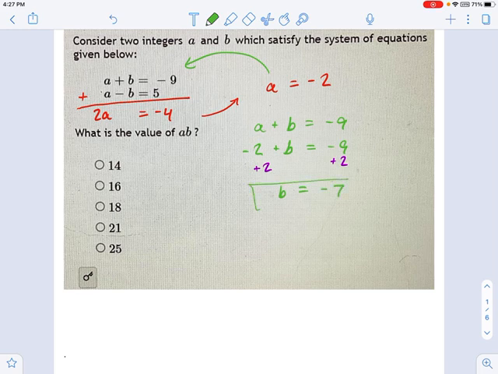So here are our two solutions for A and B, which we could only solve because we had two equations to work with. Now multiply them together, what do we get? 14.